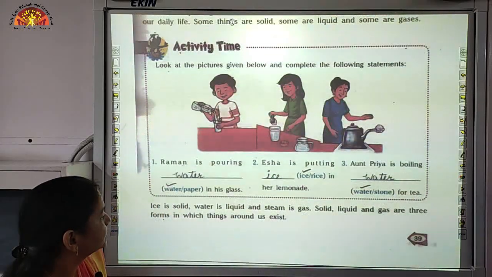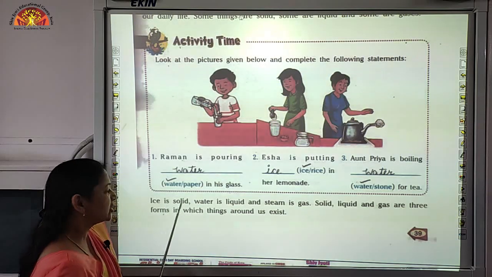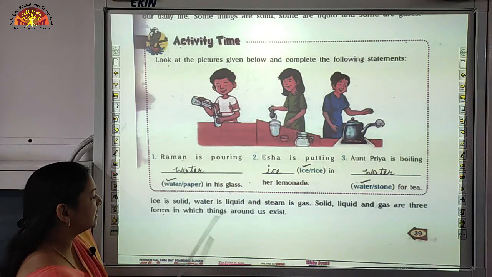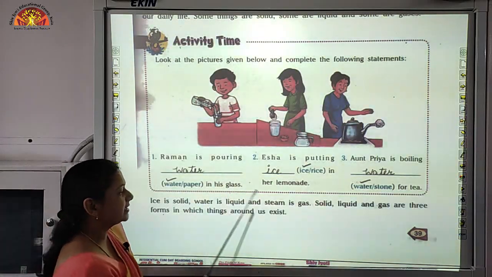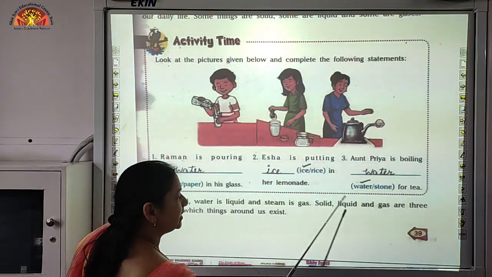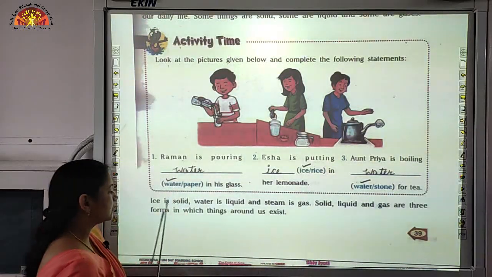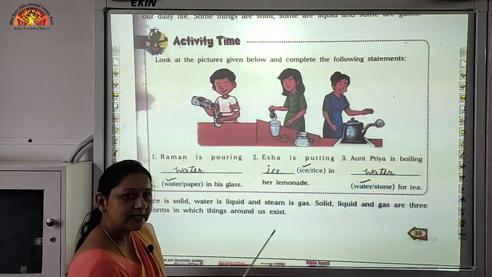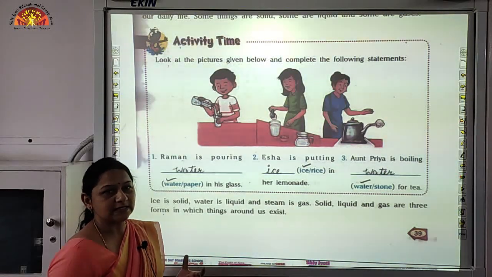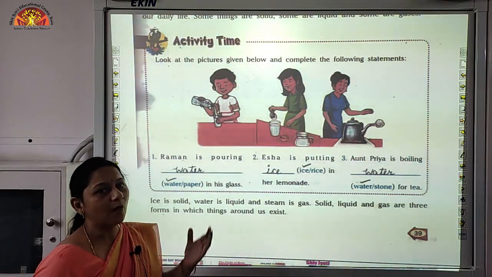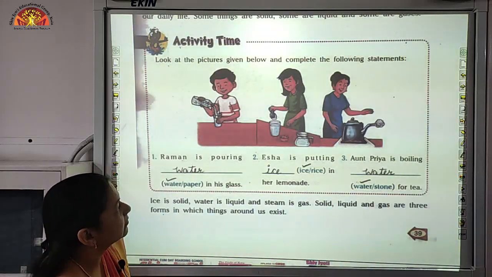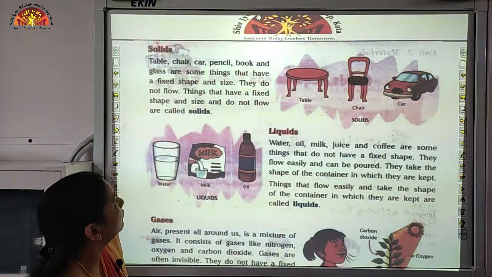Next we come to ice is solid. Here what is ice? This ice is in the solid state, water is in the liquid state and the steam is in the gaseous state. So solid, liquid and gas are three forms in which things around us exist. All the things which are around us exist in three states. Either they are solids or liquids or they are gas. So let us deal with solids, liquids and gases one by one.